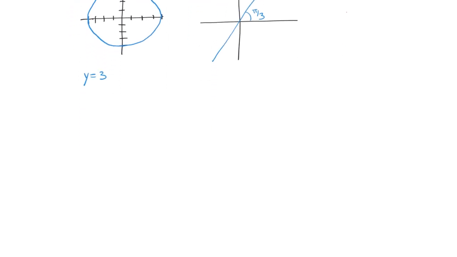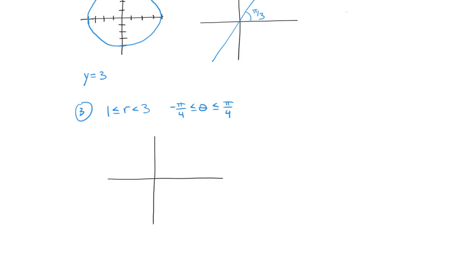So sometimes the homework will ask you to do something like this, where we'll say this is problem number 3. It says that r is greater than or equal to 1 and less than 3. And also, it tells us about theta. Theta is in between negative pi over 4 and pi over 4. So if we were to graph this one, first I'm going to take care of theta. Theta is between negative pi over 4 and pi over 4. So here is negative pi over 4. Here's pi over 4. So theta is in between here.